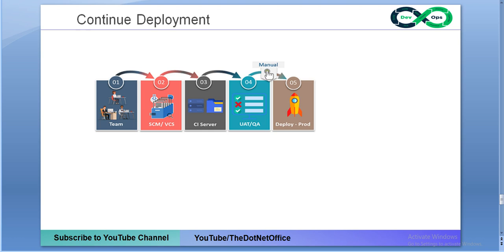Like in this diagram, we can see a particular team is working. Then these are all the steps when it goes to the deployment server, or we can say the production server. On Git, or here the example is SCM, VCM, we commit the changes, then it is taken to the server, and then from the server it is taken to the UAT, or we can say the QA team. Here the testing is done, then it goes to the deployment server or the production server. So this is continuous deployment.